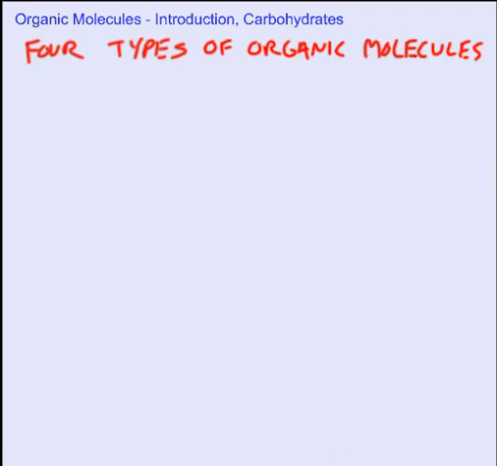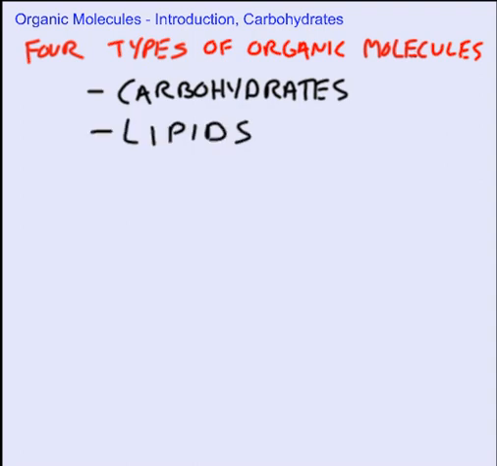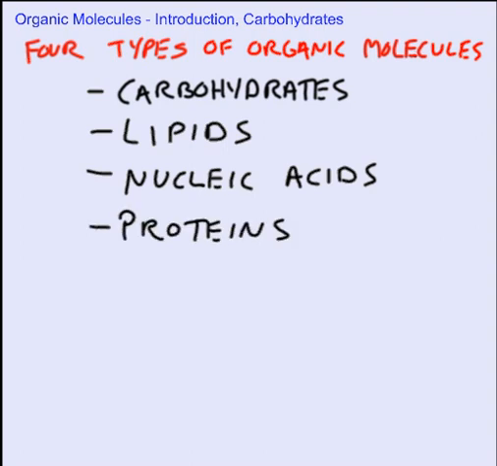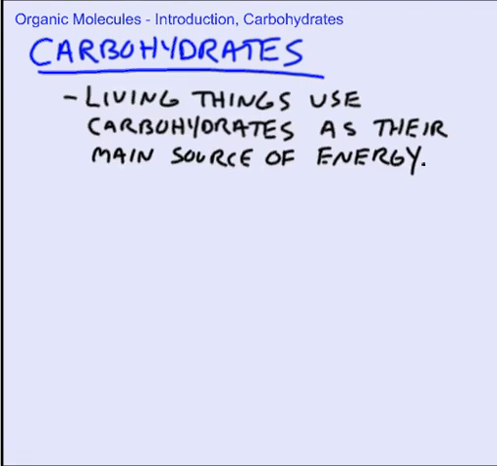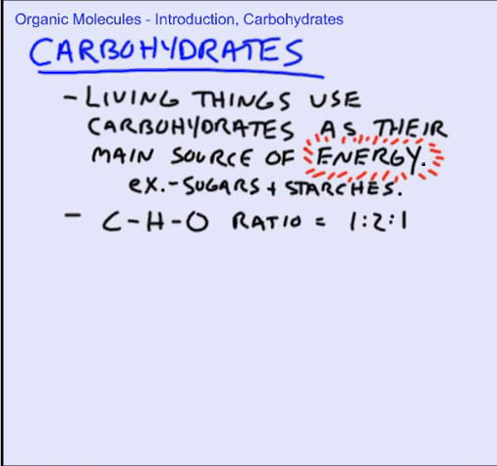Now, there are 4 different types of organic molecules that we need to know in this class: carbohydrates, lipids, nucleic acids, and finally proteins. So we'll be treating each one of the organic molecules separately. We're going to start with carbohydrates in this video, and then tomorrow we'll do the other 3. Living things use carbohydrates as their main source of energy. Some examples would be sugars and starches.